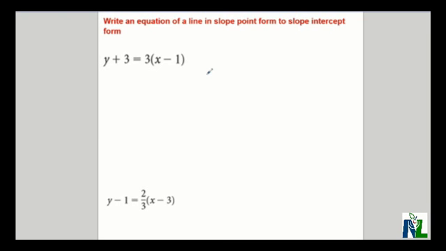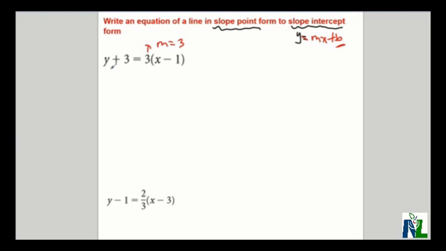We're going to look at an equation of a line in slope-point form and write it in slope-intercept form. If you recall, slope-intercept form is y equals mx plus b. So we have our point, and here our slope, m is going to equal 3. There are two ways to do this. We only have to find the y-intercept.